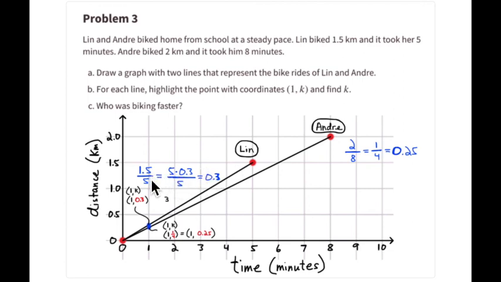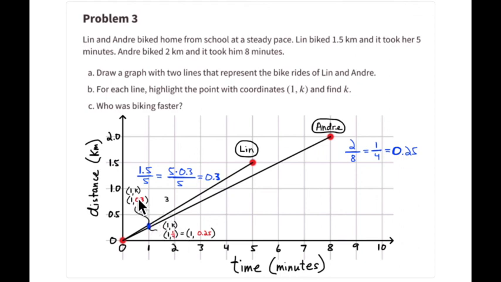So 1.5 divided by 5. You can rewrite the 1.5 as 5 times 3/10. These 5s cancel out. You're left with 3/10. So Lynn is traveling at 3/10 of a kilometer. This is this point right here. That's 3/10 of a kilometer per minute, or 1.5 kilometers per 5 minutes. So Lynn is traveling faster. Her constant of proportionality is slightly greater, and it's not that much greater. It's just slightly greater than Andre's.